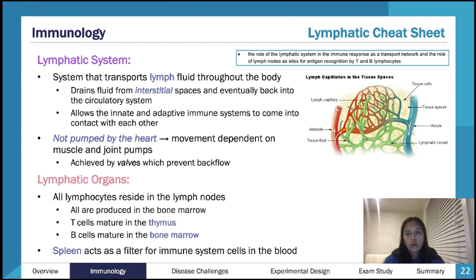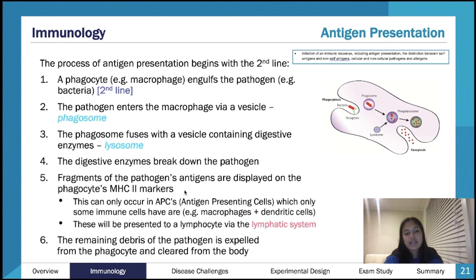Your lymphatic organs are important because they're where our cells can reside or grow. Lymphocytes will sit in your lymph node. So with this process of antigen presentation, when you present it to a lymphocyte, you're going to be moving to a lymph node.